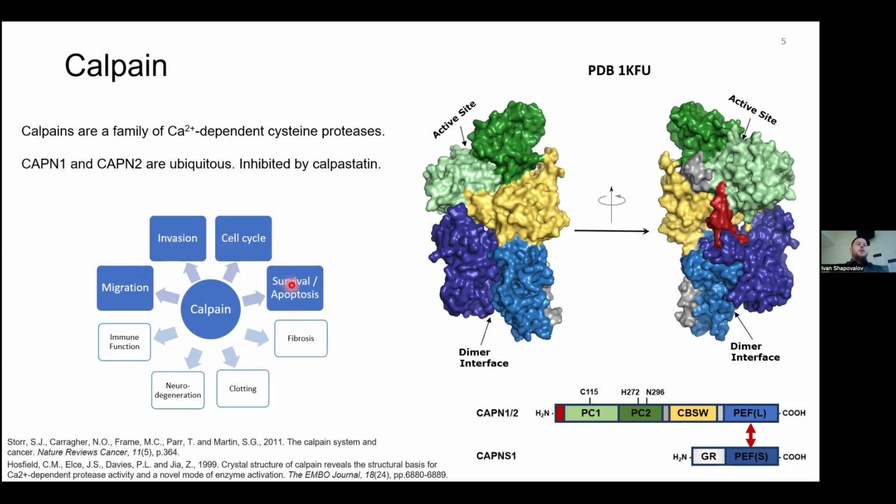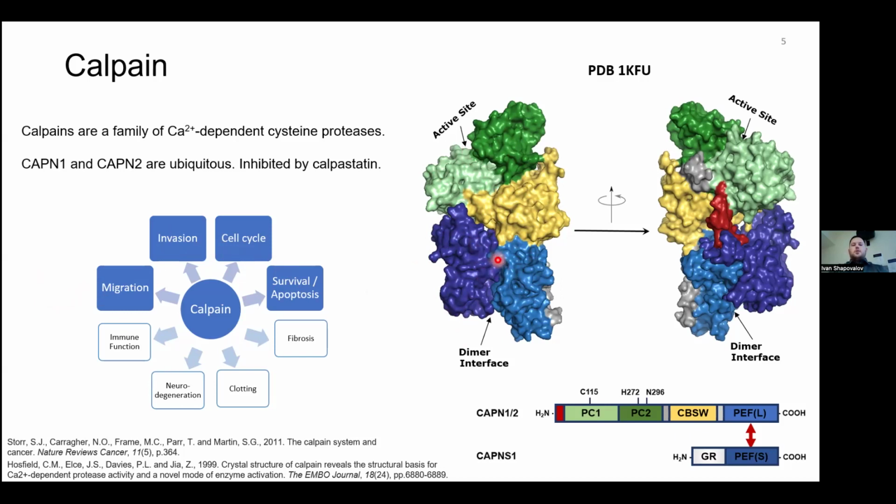Calpains 1 and 2 are heterodimers of a small regulatory subunit, Calpain S1, and a large catalytic subunit, either Calpain 1 or Calpain 2. These consist of PC1 and PC2 domains, which make up the active site, the Calpain beta sandwich-like domain, the role of which is largely unknown, and then the PEF domains, which mediate the interaction between the small regulatory subunit and the large catalytic subunit.